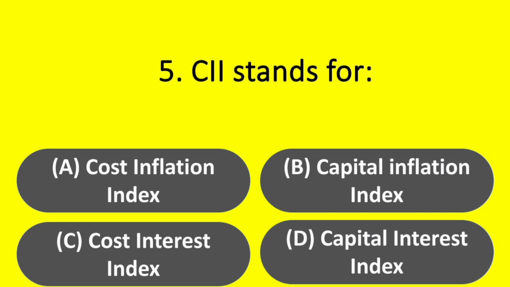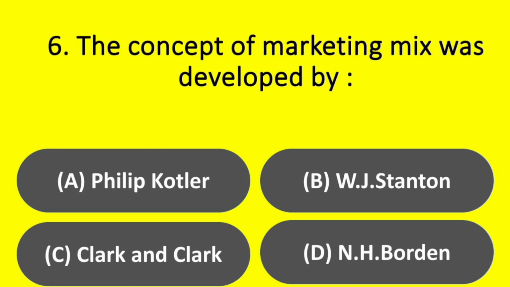Next question. CII stands for option A cost inflation index, option B capital inflation index, option C cost interest index, option D capital interest index. Answer: option A, cost inflation index. Question. The concept of marketing mix was developed by option A Philip Kotler, option B W.J. Stanton, option C Clark and Clark, option D N.H. Borden. Answer: option D, N.H. Borden.